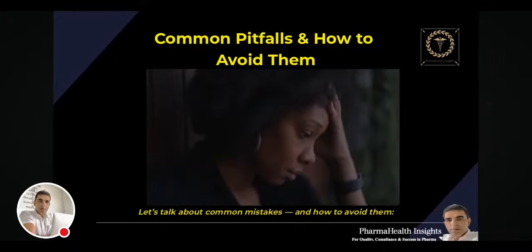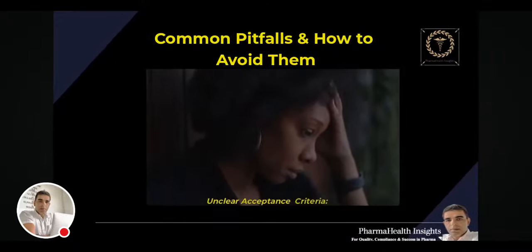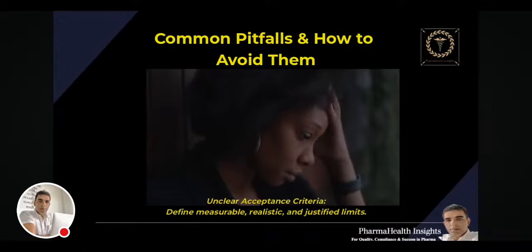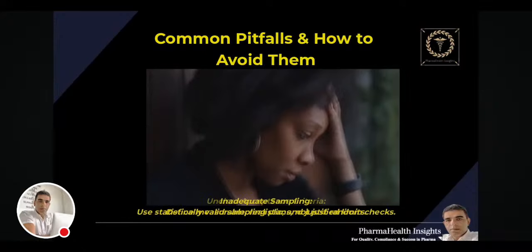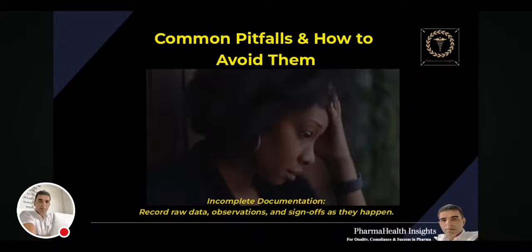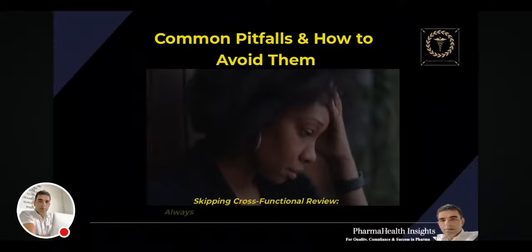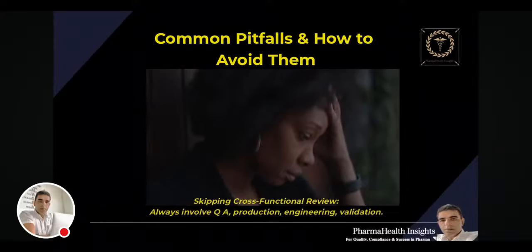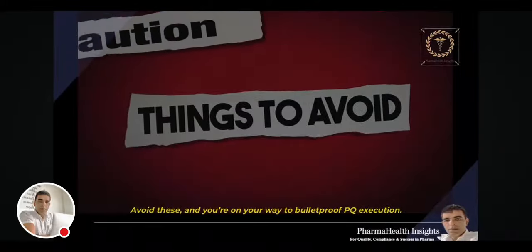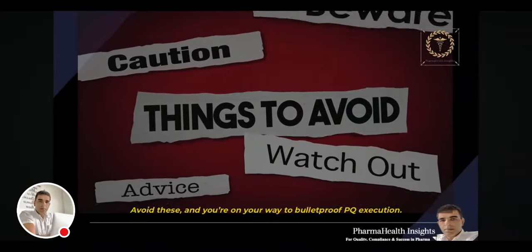Let's talk about common mistakes and how to avoid them. Unclear acceptance criteria. Define measurable, realistic, and justified limits. Inadequate sampling. Use statistically valid sampling plans, not just random checks. No challenge conditions. Test worst case scenarios, not just ideal runs. Incomplete documentation. Record raw data, observations, and sign-offs as they happen. Skipping cross-functional review. Always involve QA, production, engineering, validation. Avoid these, and you're on your way to bulletproof PQ execution.